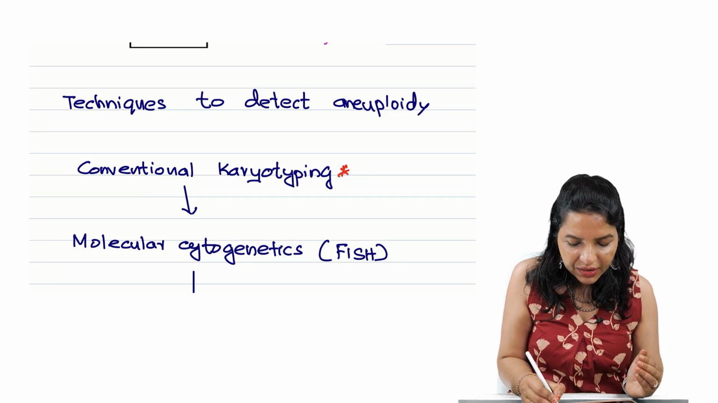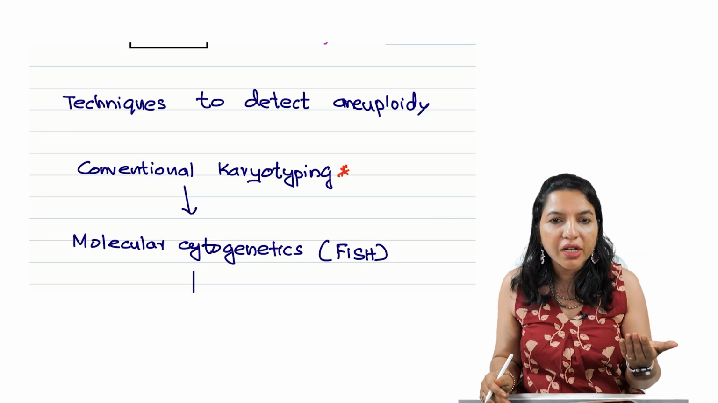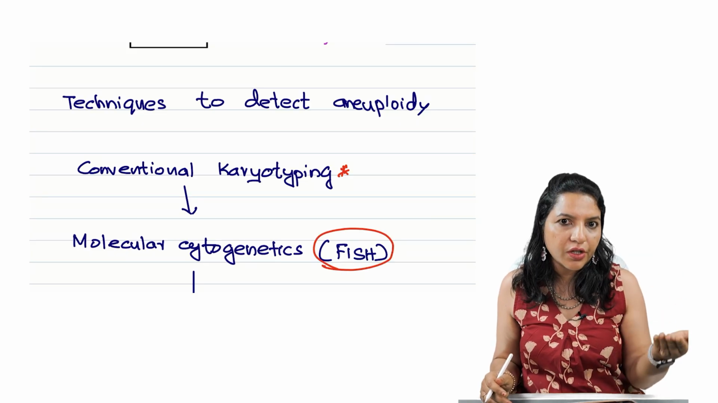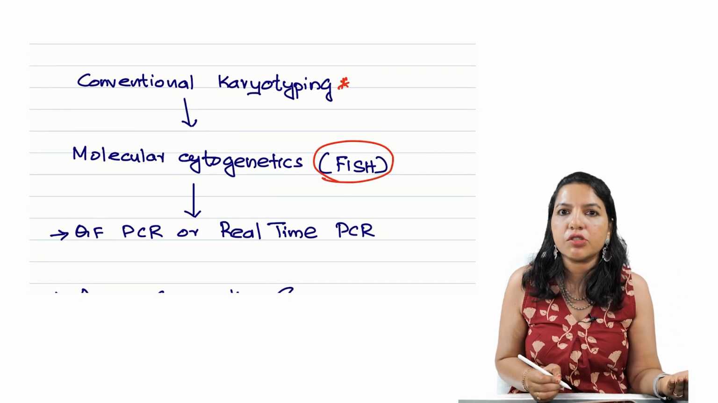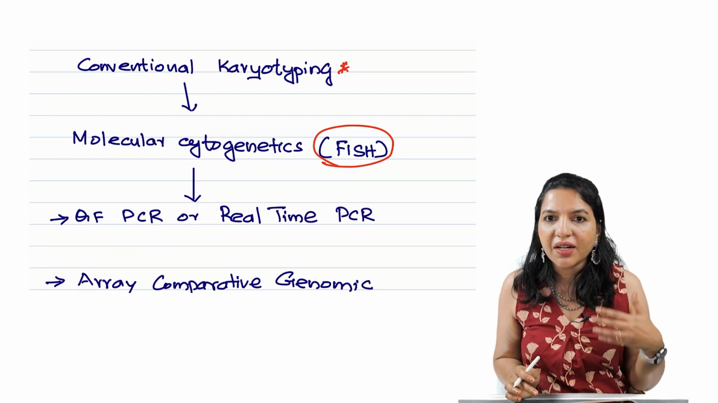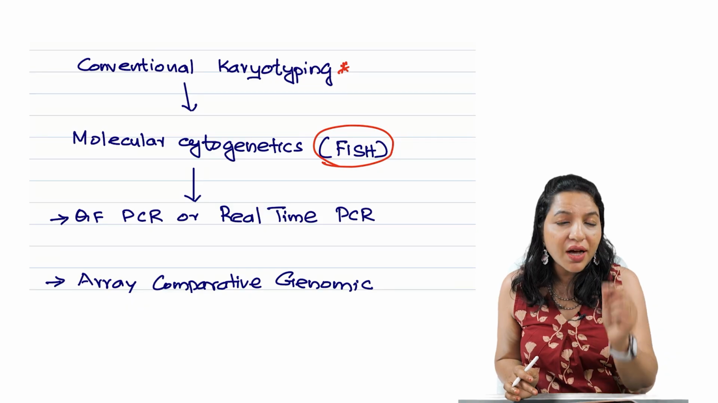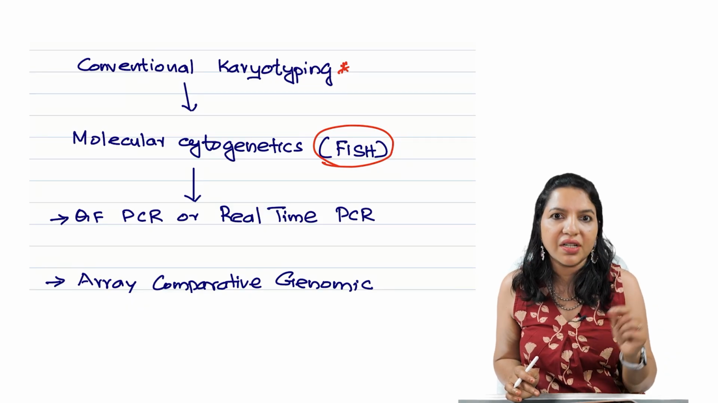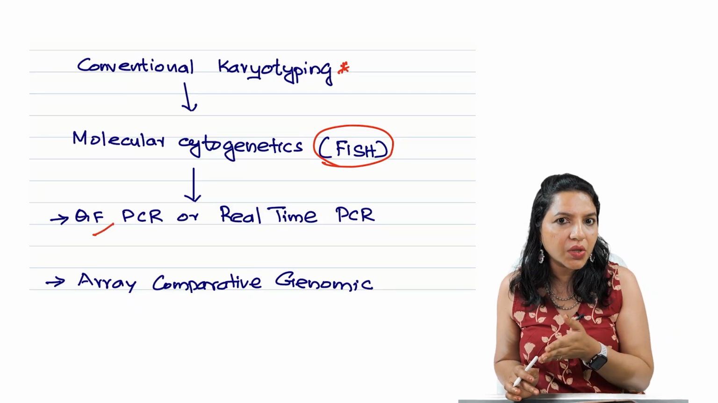Then the next are molecular methods like fluorescent probes. If we are using those, then it is fluorescent in situ hybridization. Going to higher end, we can use QF-PCR, otherwise the real-time PCR. Remember, RT-PCR is not real-time PCR. RT-PCR is something which starts with the RNA.